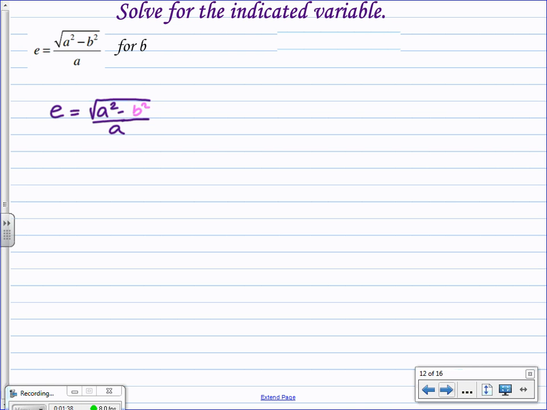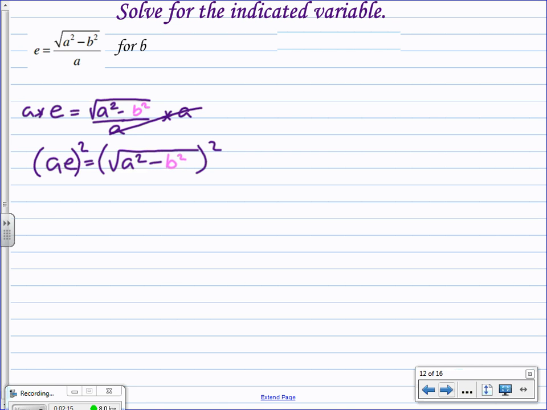So I have a fraction, so what I want to do first is get rid of my fraction by multiplying by the denominator, and I'm going to do that on both sides. So then I get a times e equals the square root of a squared minus b squared. My a on the bottom and my a on top make a 1, so I don't need to divide by 1. Now how do I undo a square root? Well, I square it. I'm going to square this side. If I square one side, I have to square the other side.